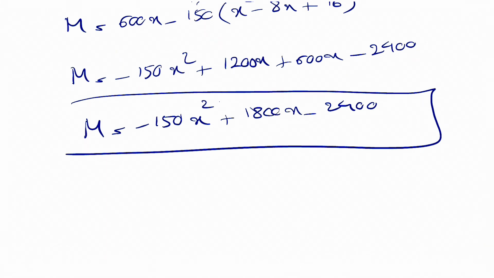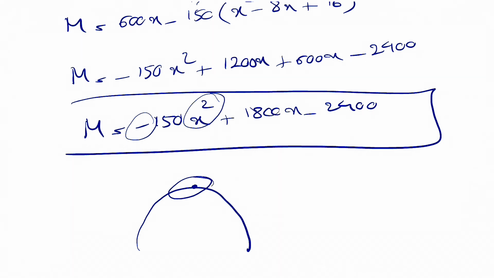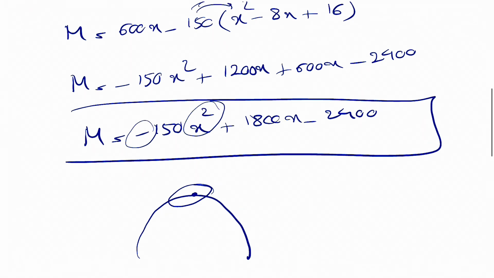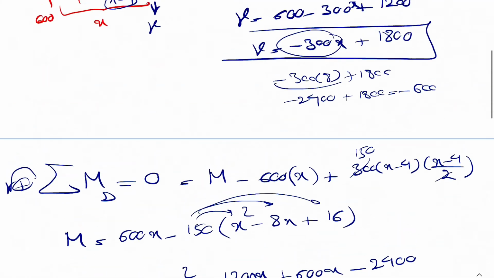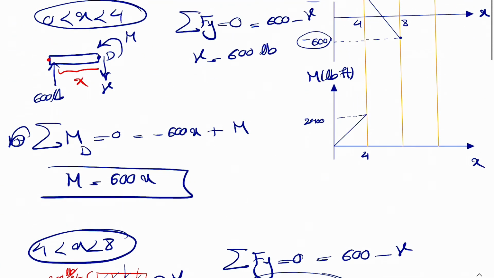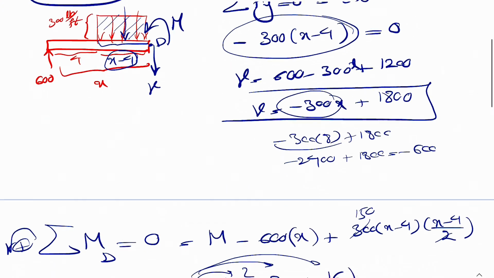And if we look at this, we'll see that we have a parabola, and because the coefficient of x squared is negative, our parabola opens downward, so we're expecting something like this. And that's why the question is asking for the maximum, because we have a parabola that opens downward. So for this part, we're going to get something like a parabola, and let's just figure out how it's going to end at point 8.